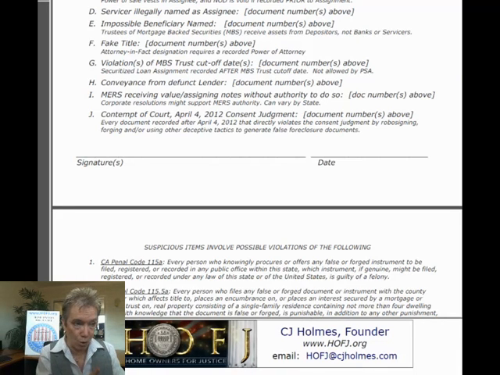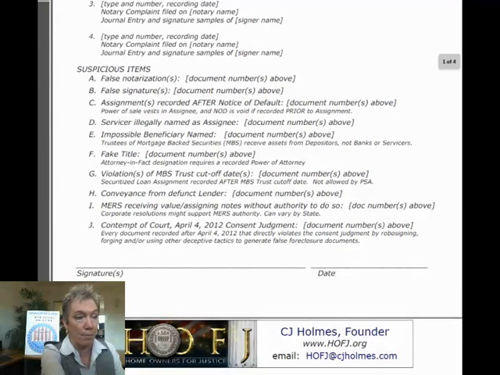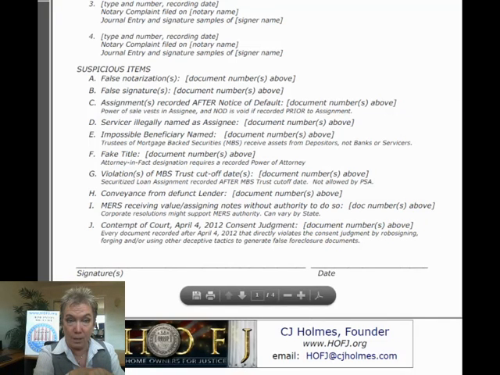And then a contempt of court, because I've included the exhibit A, item 1, which specifically talks about what the banks have to do, and they agreed to do as of April 4, 2012. So any document that's been recorded after April 4, 2012 that violates this consent judgment by robo-signing, forging, or other deceptive tactics, so any one of these up here in this area, if they are recorded after April 4, 2012, you'd put that document number down here too.